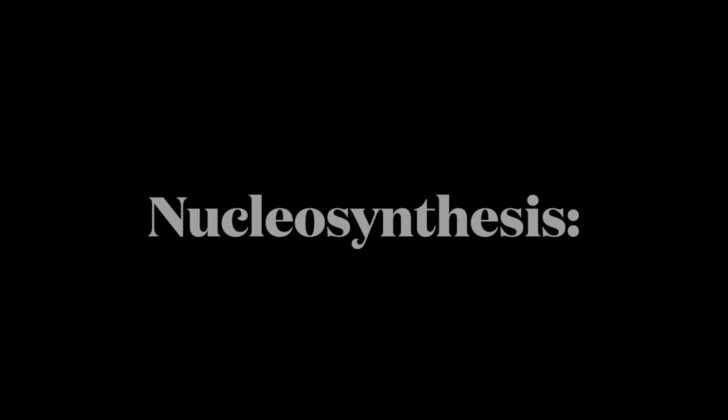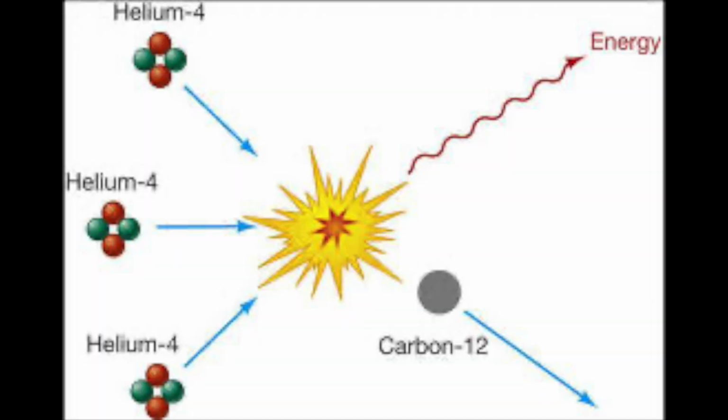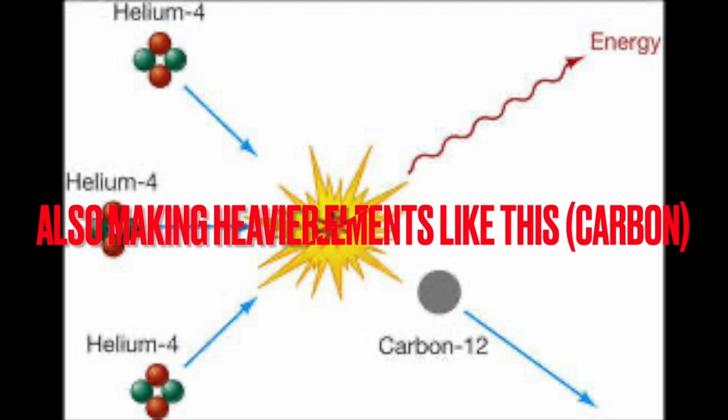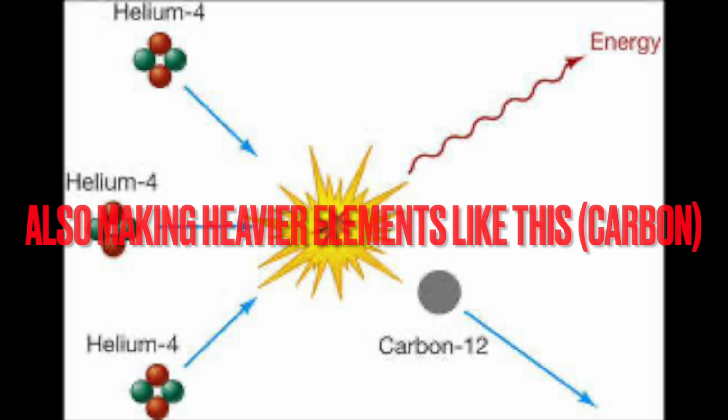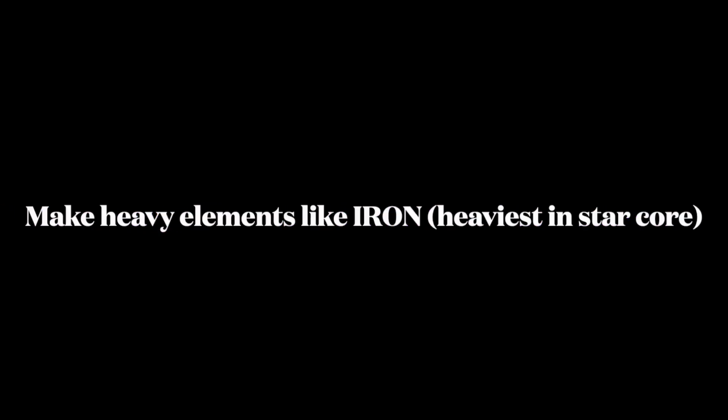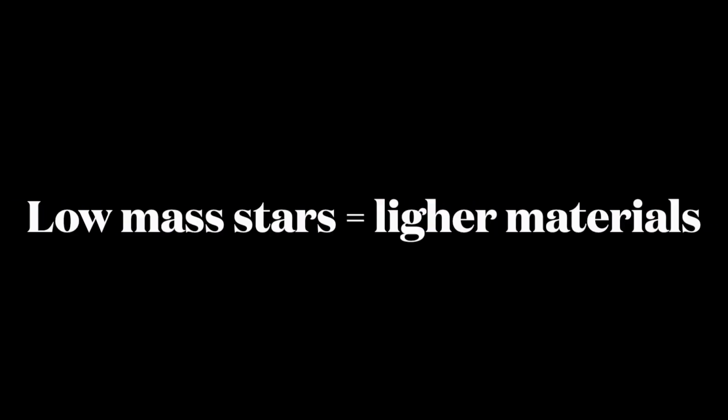Nucleosynthesis works by combining protons and neutrons from nuclei of lighter elements, so hydrogens become helium, heat, and radiation in the star. With higher mass and more gravity, more heat and pressure for fusion can make heavier things like iron, which is the heaviest element possibly made in the core of a star. Lower mass stars don't have enough gravity to make such heavy materials.